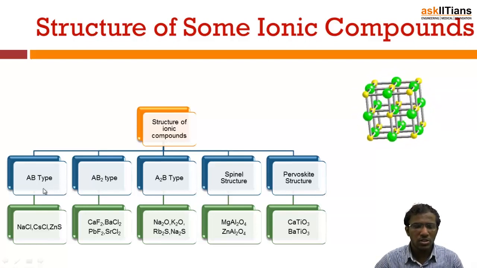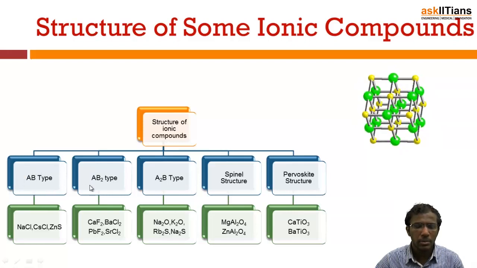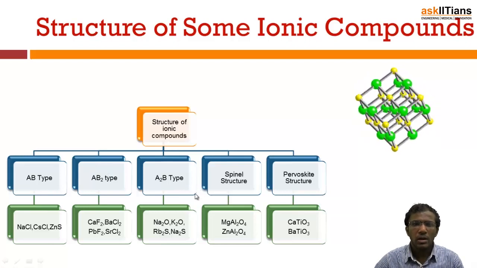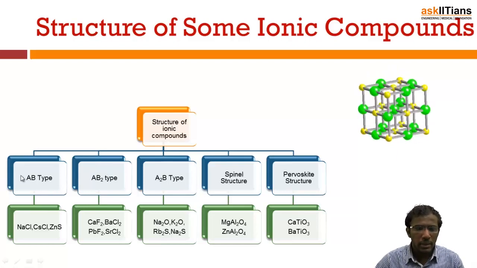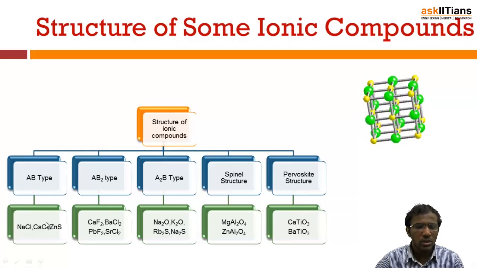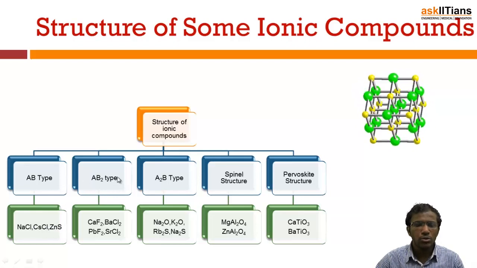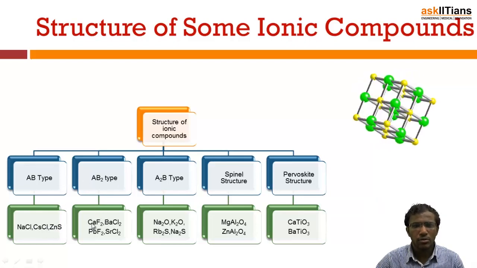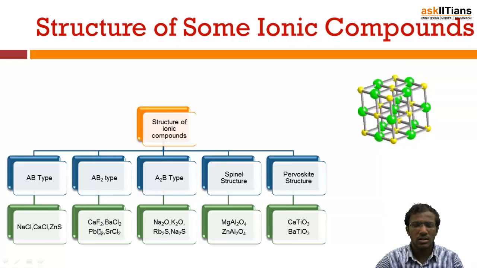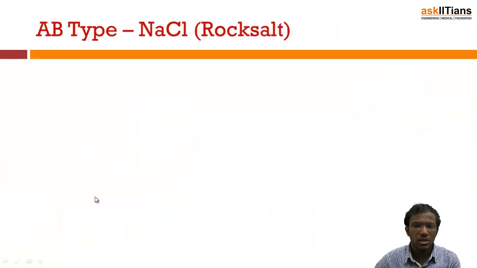In this video I'll discuss only AB type and AB2 type. The rest 4 I'll discuss in my next part. Under AB type we'll discuss sodium chloride structure, cesium chloride structure, and zinc sulfide structure. Under AB2 type we'll discuss only the calcium fluoride structure, because all these 3 also have a similar structure to calcium fluoride. So let's start with the AB type structure.